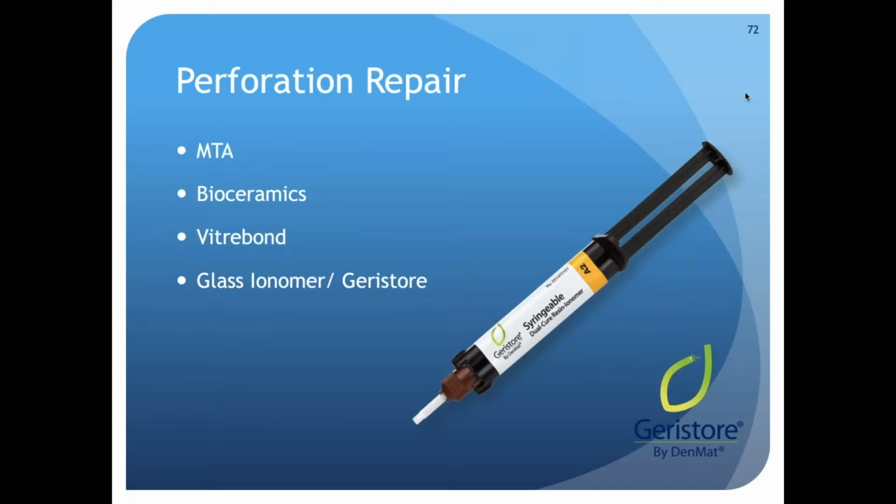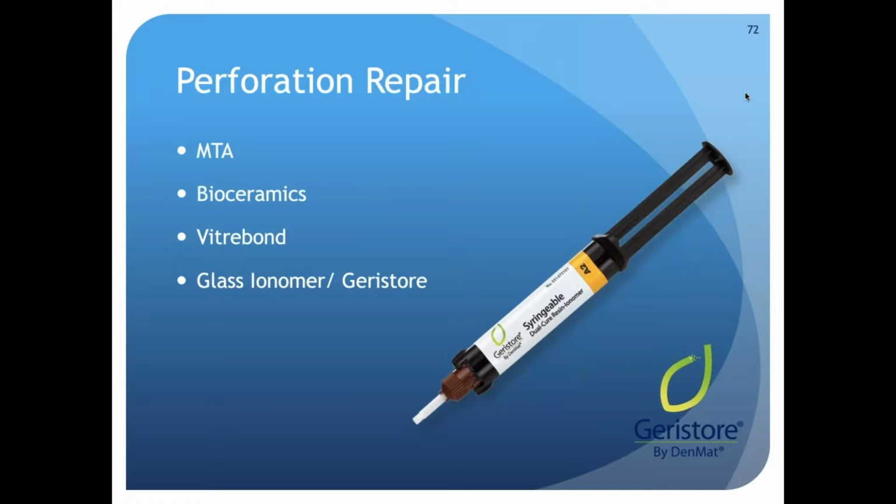So what are some of our options to repair? So our top two, MTA, kind of classic repair material, and our bioceramics, which are pretty similar to that EndoSequence that I talked about. Those are nice. Those have a little bit better handling properties. They're going to settle a little bit faster and handle a little bit better. But they're going to be a little bit more expensive because it's a newer product.